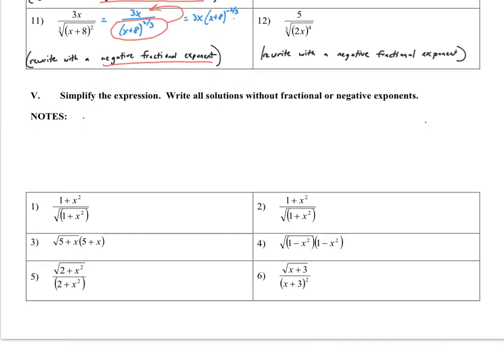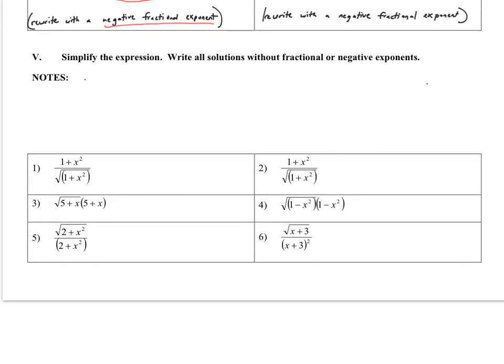Part 5, the directions say simplify the expression and write all solutions without a fractional or negative exponent. For these examples, we should remember our properties of exponents. So, anything to the n times anything to the m power equals, remember, same base, add the exponents. Over here, anything to the n divided by anything to the m. Remember, same base, subtract the exponents.